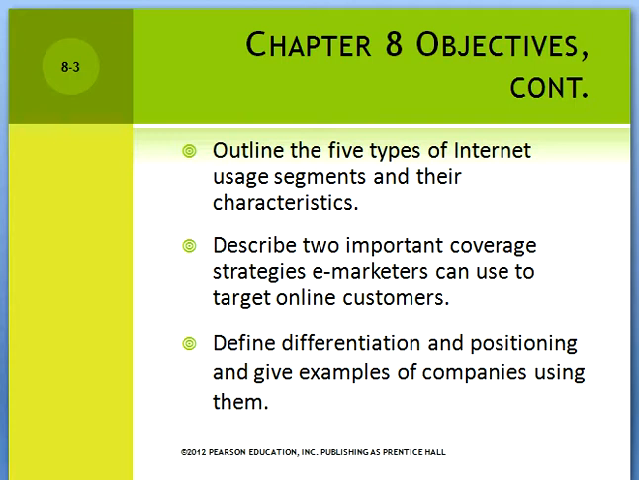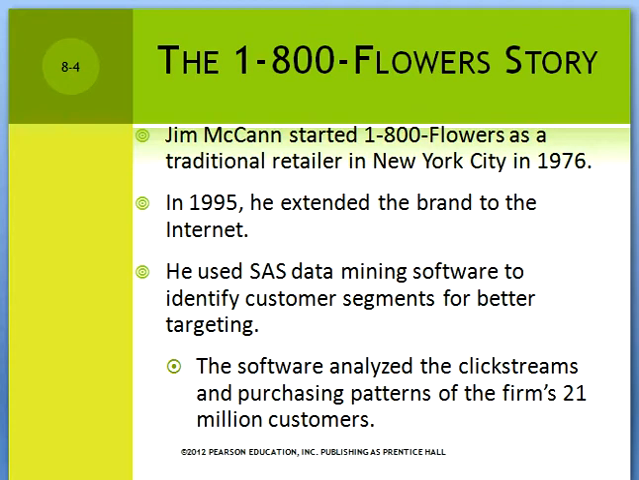Describe 2 important coverage strategies e-marketers can use to target online customers. We'll see, for example, niche marketing would be one of them, in which case you are offering to a really small segment of the market. Define differentiation and positioning and give examples of companies using them. That would be the final objective of this session. So let's move along.